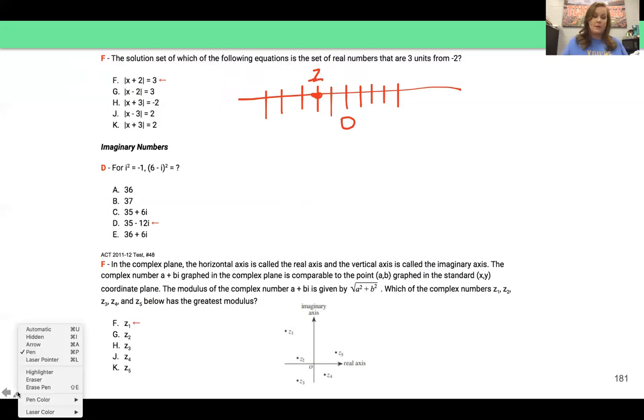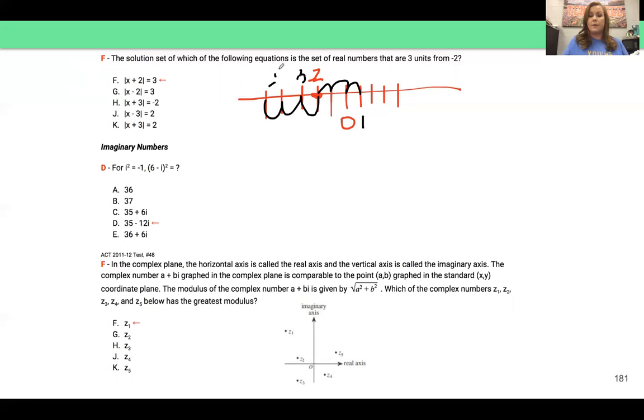Let me change color. Make it look a little easier. So here we go, 1, 2, 3, and that is sitting at what? 1. And if we go here, 1, 2, 3, then that's sitting at negative 2, negative 3, negative 4. This one is sitting at negative 5. So I know my answers are -5 and 1. Those are the two numbers that are 3 units away, right and left of -2.